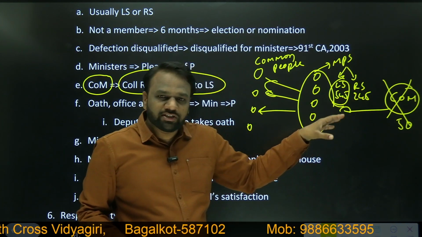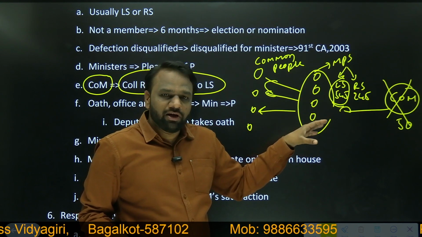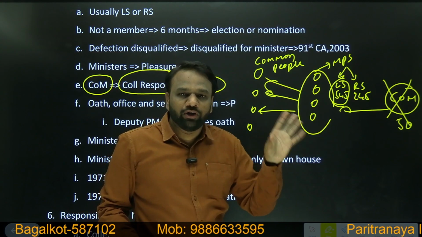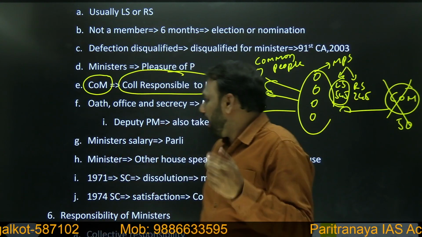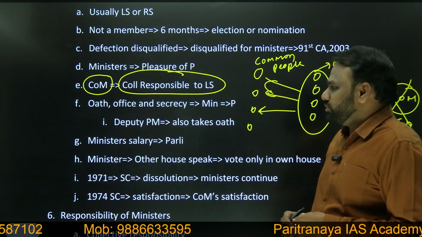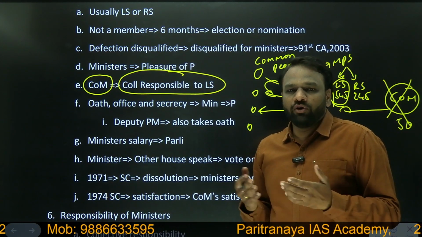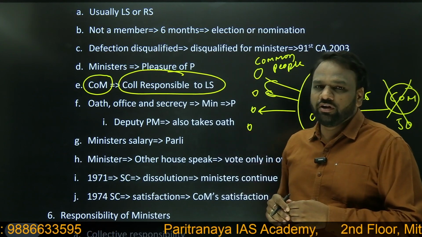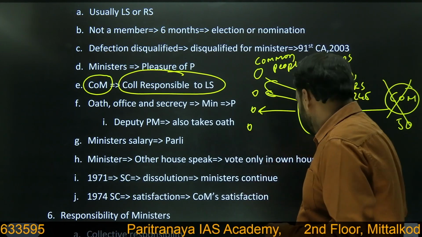If the Council of Ministers does not satisfy Lok Sabha, then Lok Sabha has the power to remove the Council of Ministers at any point of time. How? By using a no confidence motion. We have already seen that with the help of a no confidence motion, Lok Sabha can remove the Council of Ministers. Next.